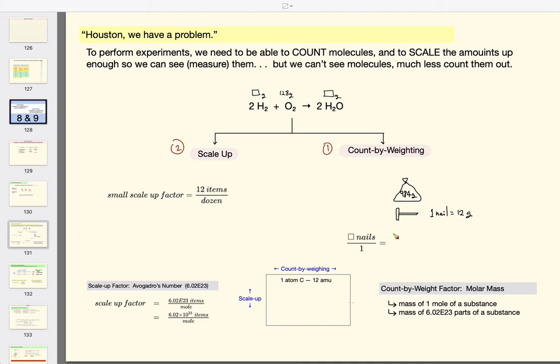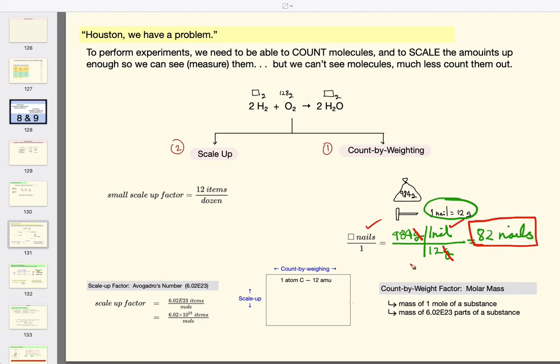In this case, we want to know how many nails, how many counts of nails, do we get starting with 984 grams of nails. And we're going to make a conversion factor out of this. That's the key. Now we know there's 12 grams in every nail, and that gives us 82 nails. Notice in this, if we pay attention to our units in dimensional analysis, grams crosses off. Nails is the only unit left standing on the right, and that is the only unit that I'm looking for. And so this number, 82 nails, happens to be correct.